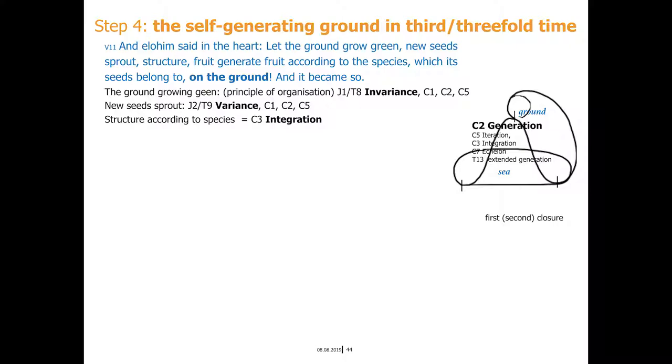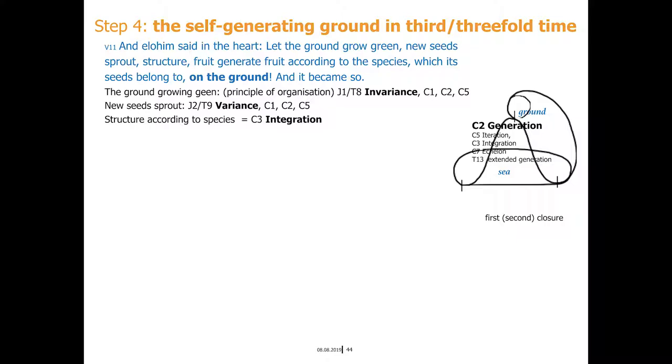And, sign of relation, Elohim said in the heart, let the ground grow green, new seed sprout, structure, fruit generated fruit according to species, whose seeds belong to it on the ground. And it became so, realization. The ground grow green is the principle of organization, theorem 8, invariance. New seed sprout, theorem 9, variance. Structure according to species, consequence 3, integration.